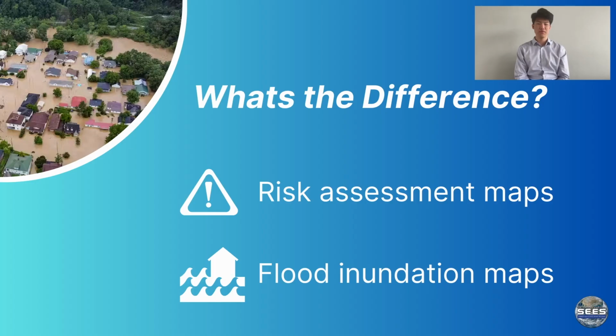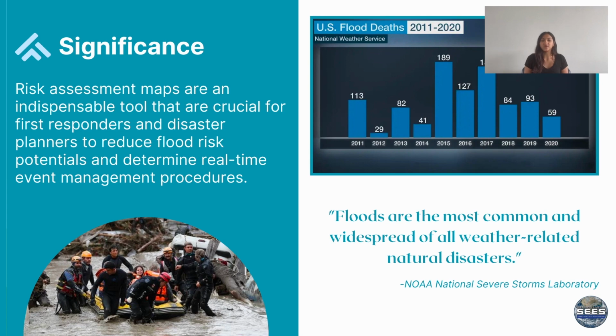So what's the difference between flood risk assessment maps and flood inundation maps? Flood risk assessment maps evaluate and depict the likelihood of flooding in specific areas based on factors such as historical flood data, topography, rainfall patterns, and potential sources of flooding. Flood inundation maps show the extent and depth of flooding during an actual flood event, typically based on predictive modeling and real-time data. Risk assessment maps are an indispensable tool that are crucial for first responders and disaster planners to reduce flood risk potentials and determine real-time event management procedures.